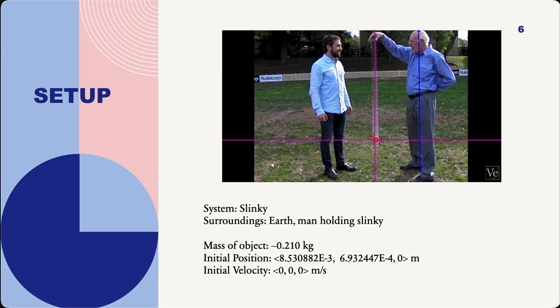Now, the setup, as we can see, we have these 2 men from the YouTube video, one holding the slinky, which is our system today. The surroundings are the Earth and the men. And tracker calculated the mass of the object to be about 0.21 kilograms, 210 grams. The initial position is that very small x component and that very small y component. And the initial velocity obviously is 0 as it starts from rest.